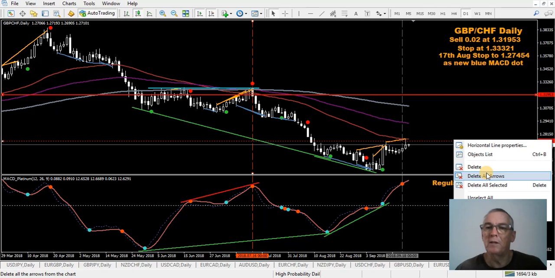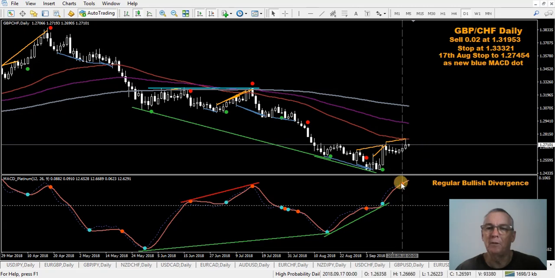So that sell trade's no longer in play, which is probably a bit of a shame because I think it's going to roll over again. Just looking at a red dot in the MACD, we're above the zero level. And anyway, the pound Swiss, good profit on that.